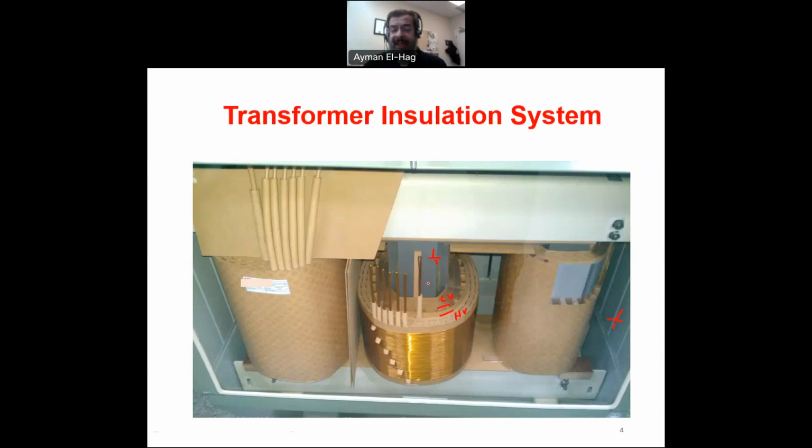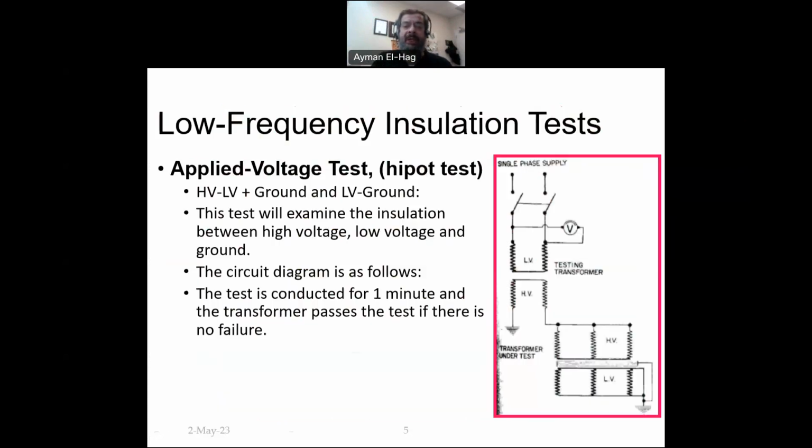The second thing is that the high voltage winding and the low voltage winding are basically turns. There is an insulation between each turn or each layer in the high voltage and in the low voltage. That is a different test, which tests the turn-to-turn insulation system in the transformer. It doesn't test the clearance, but it does test the ability of the turn-to-turn insulation to withstand any high voltages. Okay, so let's go to the test.